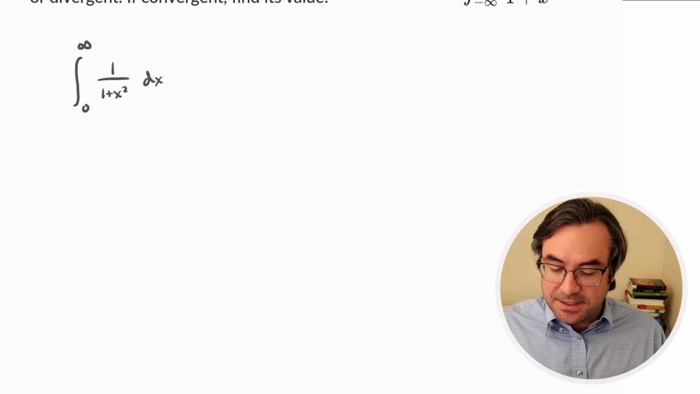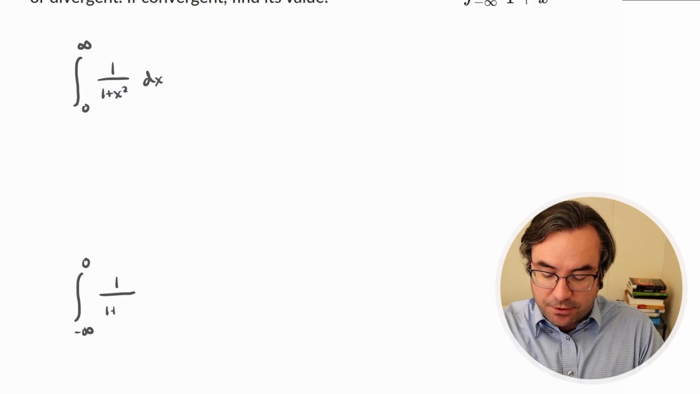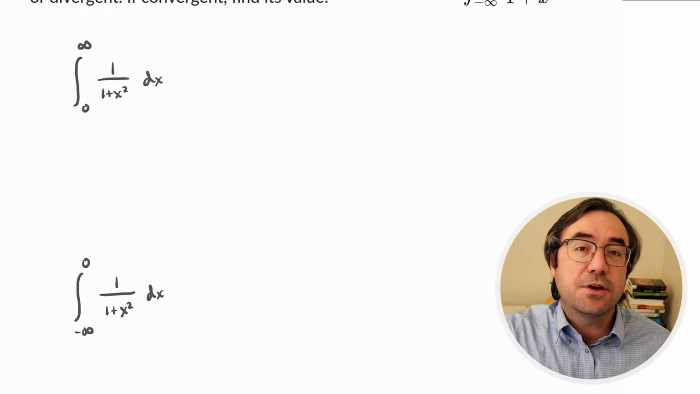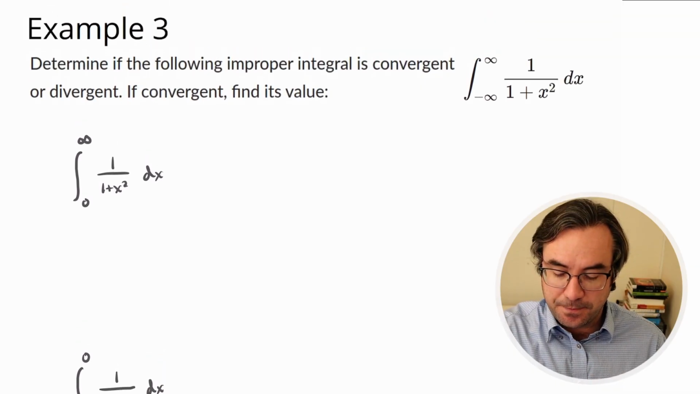So let's write down our other improper integral. So we'll do the improper integral from minus infinity to 0 of the same function. And we're going to calculate these separately. So let's start with our first one, kind of what we're used to here.